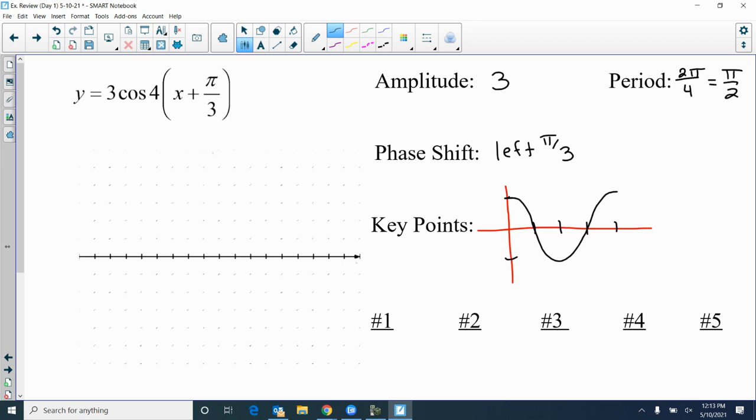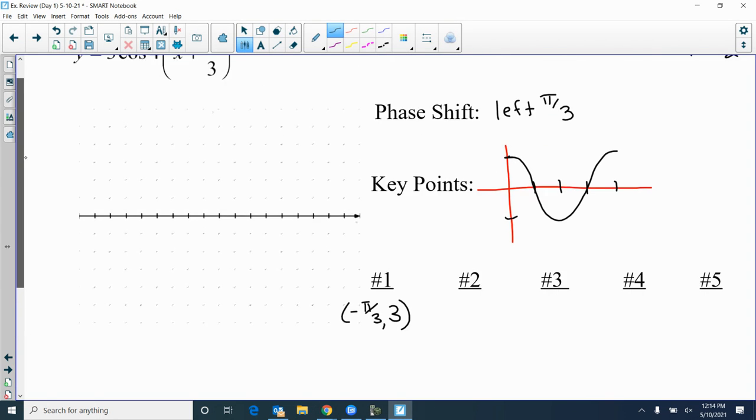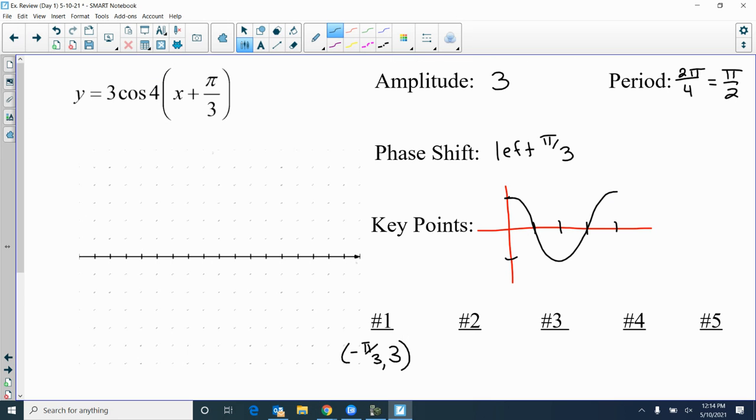Dominic. Negative pi over 3, 3. Okay, he is correct. It is negative pi over 3, 3. Because you take a look at what's going on with the phase shift and the amplitude, and the first point usually starts at 0, 1. Well, it's everything shifted left. So instead of starting at 0, it's going to start at negative pi over 3. And instead of having a y value of 1, it's going to have a stretched up to 3 because the amplitude's 3. So that's your first key point.